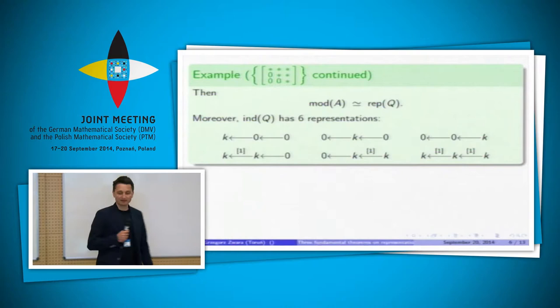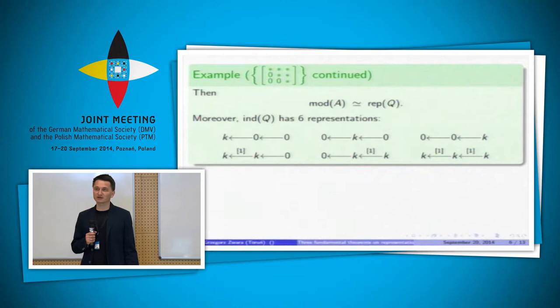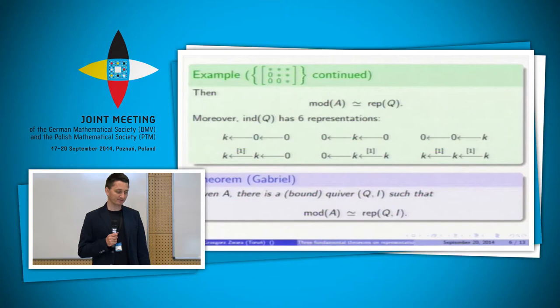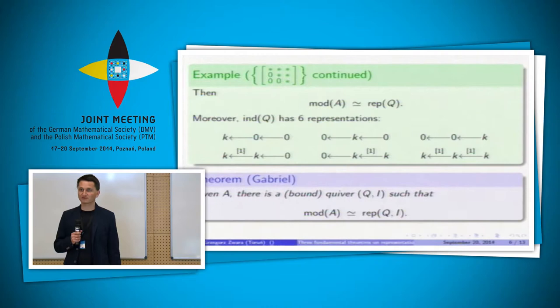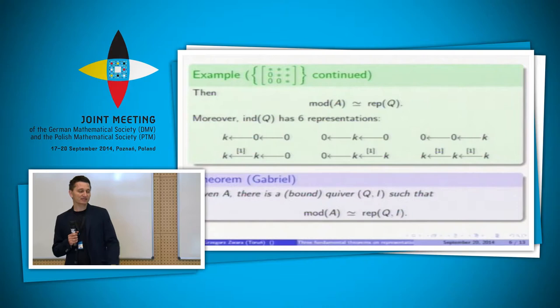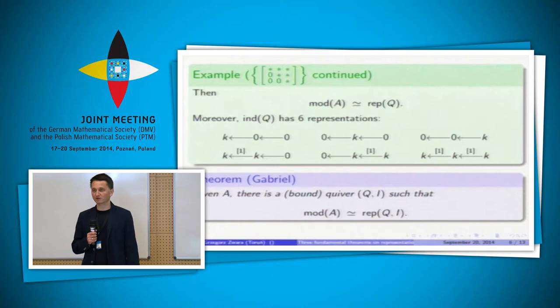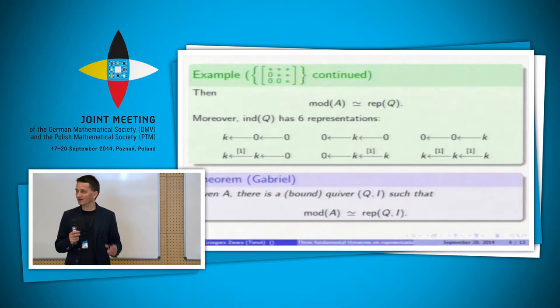In general, this is the first fact that I wanted to present, due to Gabriel around 1970. Given any finite dimensional associative algebra A, there is a bound quiver (Q, I). We understand what a finite quiver is, and there are some more relations, such that the category of modules is equivalent to the category of representations of the bound quiver (Q, I). We understand representations of the quiver Q. And if we have a bound quiver, it means we don't consider all representations. They must satisfy some relations, so we get a subcategory.